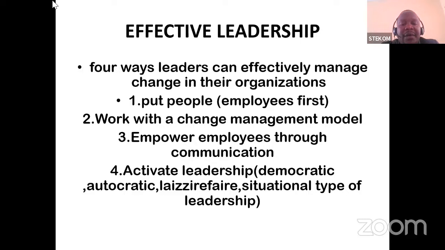The other one is, you make sure that you work with a change management model. That's why I started by showing you some of the theories that Lewin did. So on unfreezing and freezing, it's issues about communicating, engagement, sensitization. You work as a team and you make sure that the vision is clear to everybody. They know where you are as a country, where you are as a company, where you are as an institution, and you are able to know where you're going.